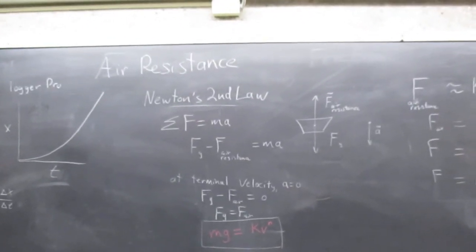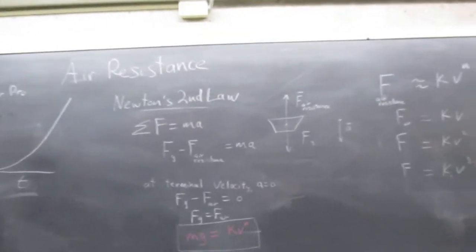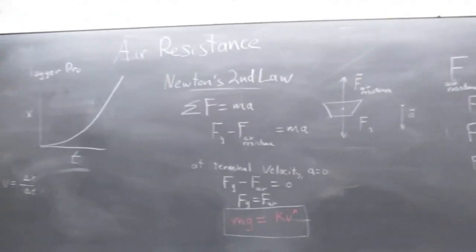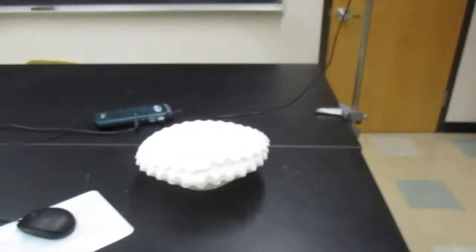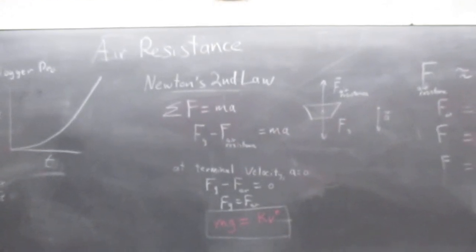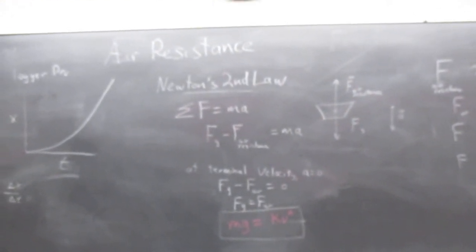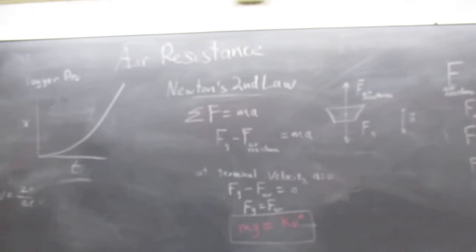Okay, this is the lab on air resistance. In this experiment, we're going to be dropping these coffee filters, and we're going to measure the effects of air resistance. Specifically, we're going to look at terminal velocity.